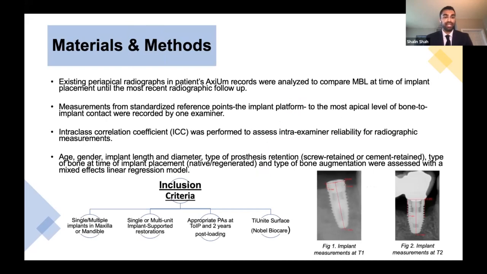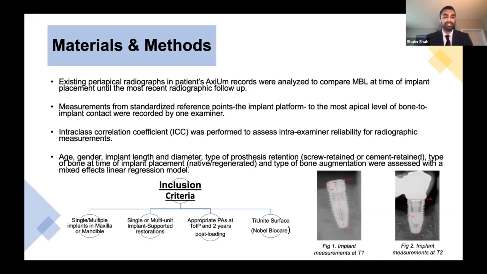So the inclusion criteria was having single or multiple implants placed in the maxilla or mandible, and they had to have been restored with either single or multi-unit restorations, but no implant overdentures. They also had to have appropriate periapical radiographs at the time of implant placement and at least 2 years post-loading with minimal distortion to allow me to make adequate measurements. And they also had to have been TiUnite surface, so Nobel Biocare implants.